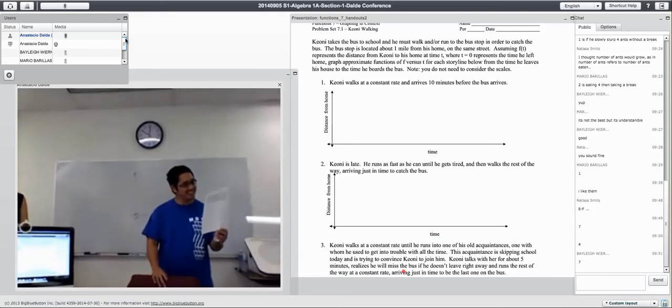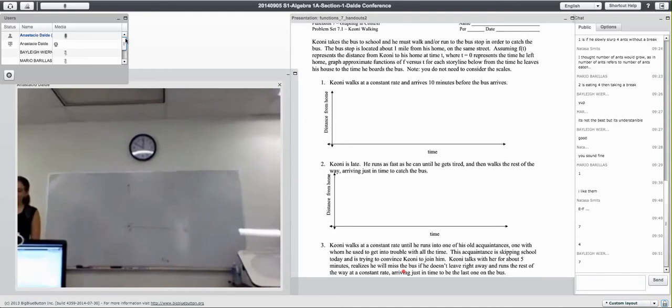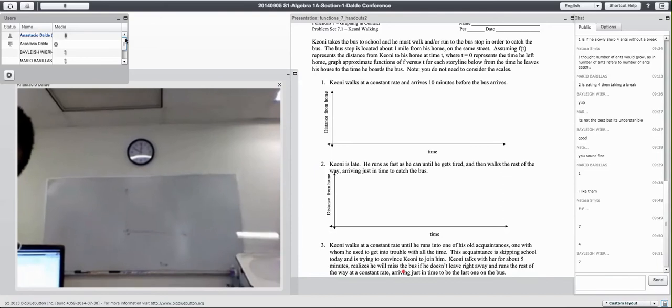I like this one. Let's do number 4. I'm going to switch it up. Okay? It's on the next page. You guys got it? Number 4. It's at the top of this page right here.